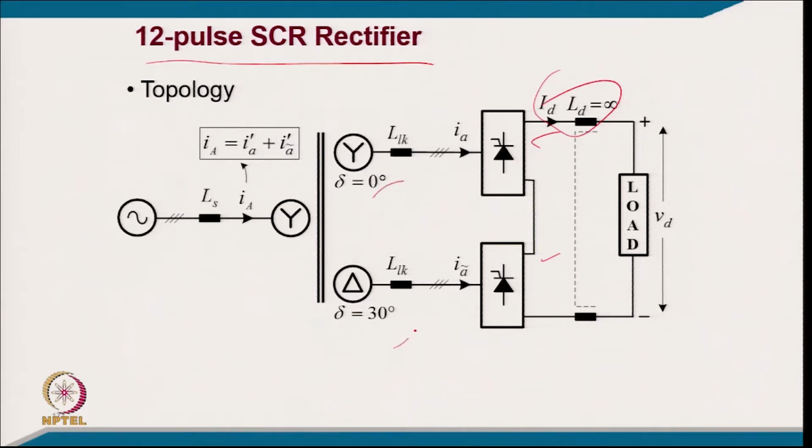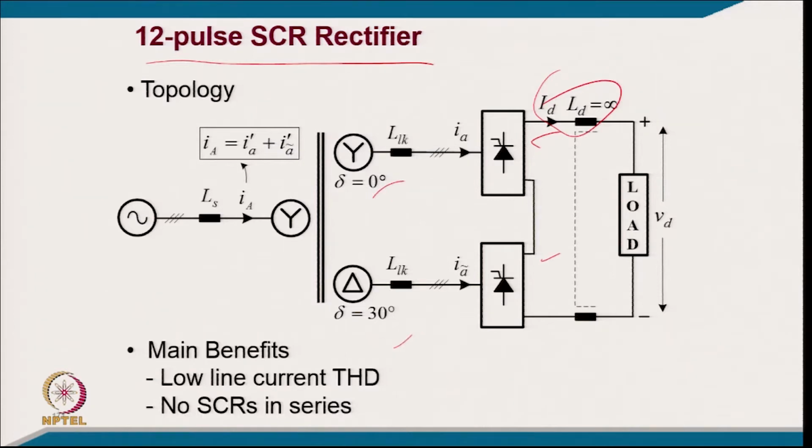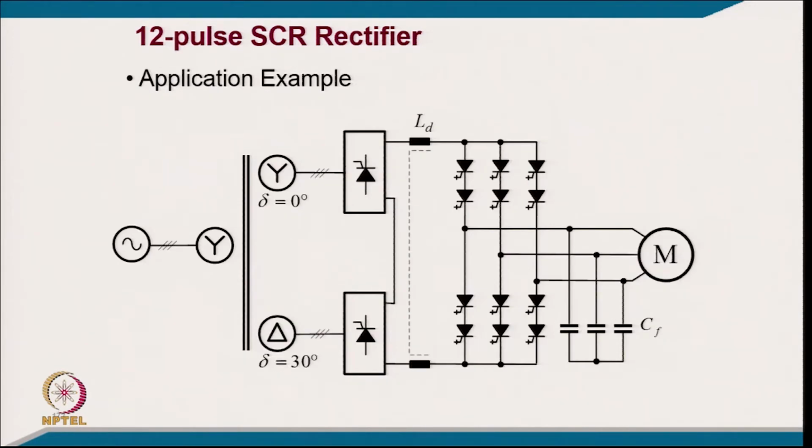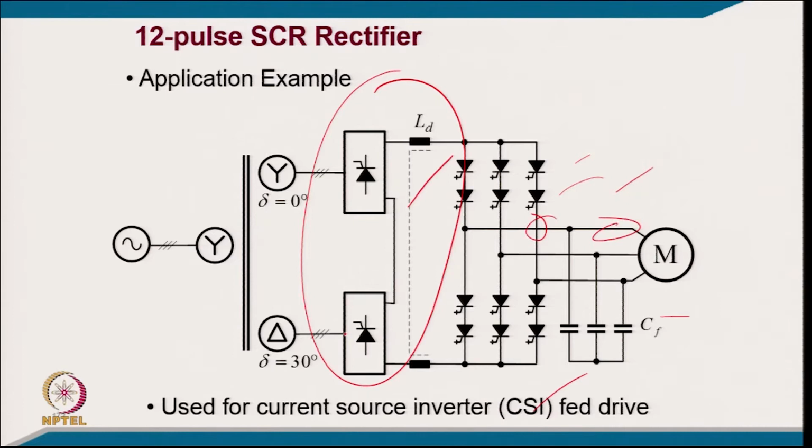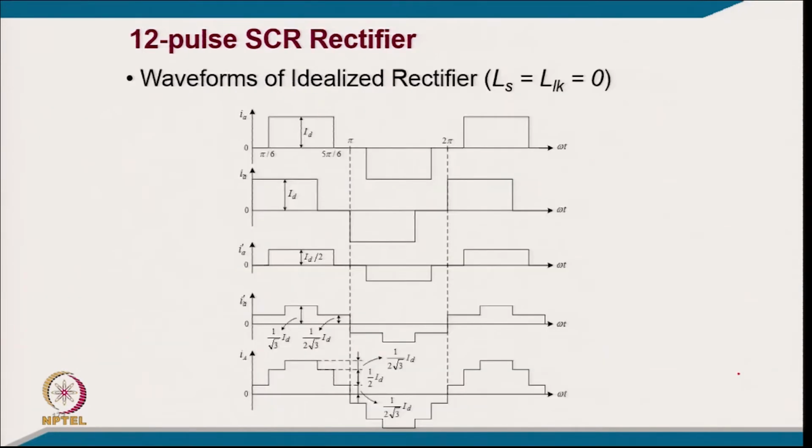Here you will again typically have a 30° phase shift for 12 pulse, so it has low line current harmonics and no SCR in series. This is where it is used for variable frequency drive. Virtually it is driving a current source here, for this current source inverter, a PWM current source inverter, where you are using GTO and a capacitor for making this PWM current continuous. So, this is also an example of a variable frequency drive, a current source inverter fed drive.